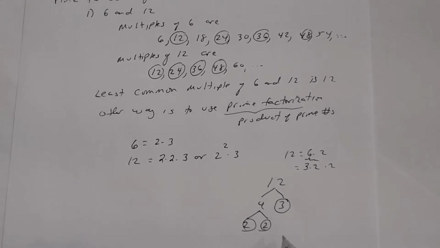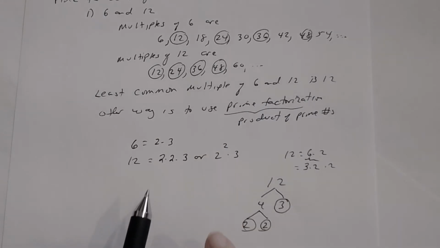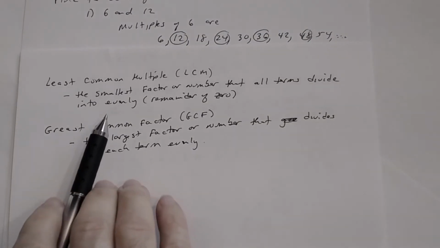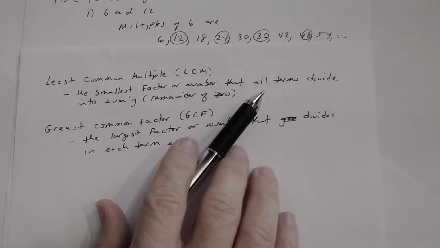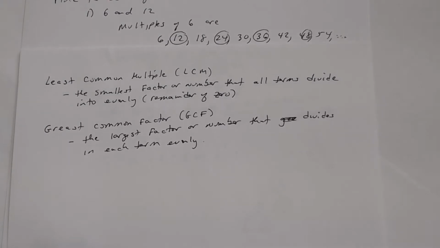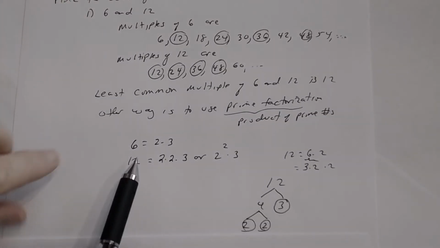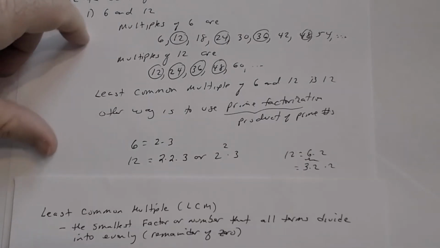All right, so let's talk about the least common multiple now using prime factorization. We know the answer is 12, correct? So I want you to think about that in terms of what the least common multiple is. Based on what we've done so far, it's the smallest number that all numbers divide into evenly, right? If I look at 6 and 12, the smallest number that 6 and 12 divide into evenly is 12.